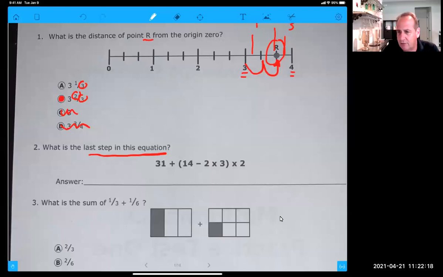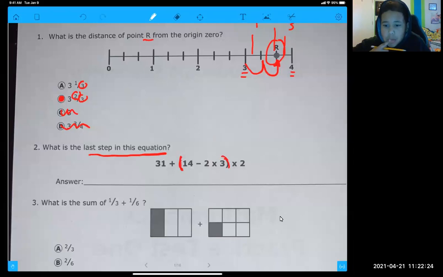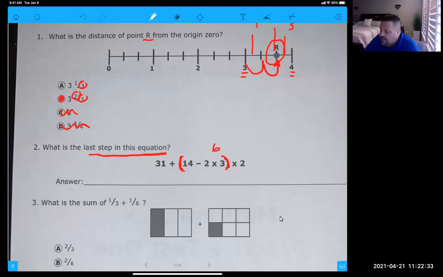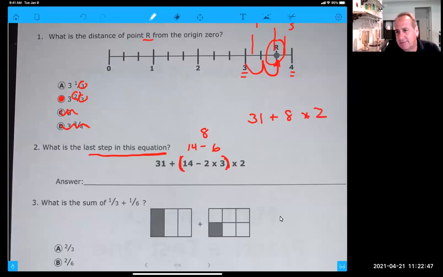What does P stand for? PEMDAS. Parentheses. Yes, parentheses. Right? You have to do that first. And so then you've got to do your multiplication first. So we would have 14 minus 6. That's one of the steps. 14 minus 6 is 8. So now we would have 31 plus 8 times 2. What's the next step, guys?